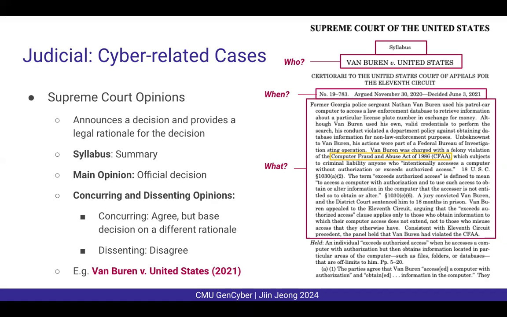For example, this is a Supreme Court opinion of the Van Buren versus United States 2021 Supreme Court case, and you see that it starts with the syllabus, the summary of the opinion. It talks about who is involved. It's Van Buren and the United States. It talks about when this case was argued and decided, so November 2020, and it was decided June 3rd, 2021. And it talks about what this case is about.